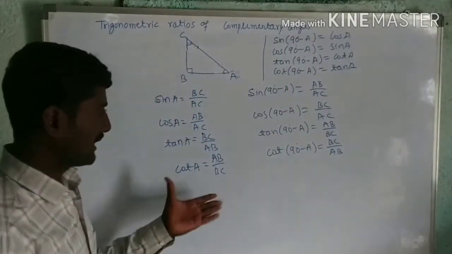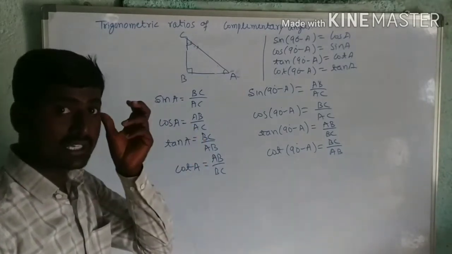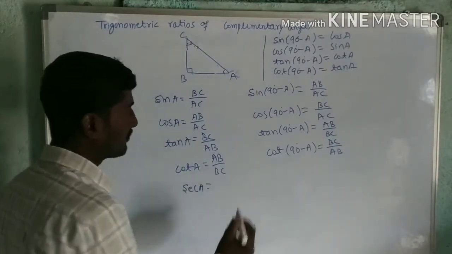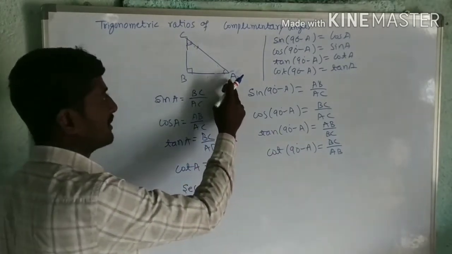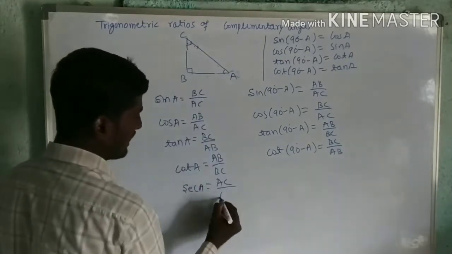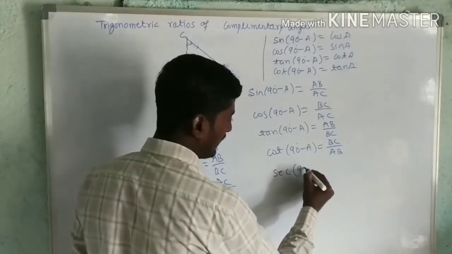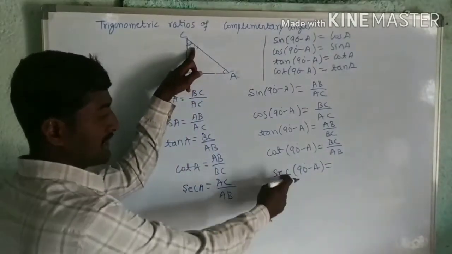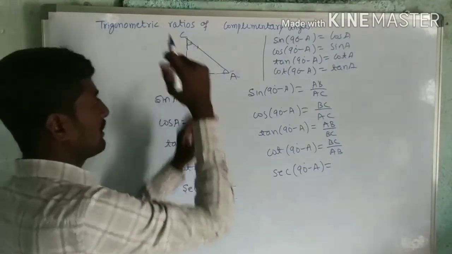Okay. Now these four trigonometric functions are completed. Remaining two are there: sec and cosec. Now we'll define sec. Sec A is equal to, for the angle A, hypotenuse by adjacent. For the angle A, hypotenuse is AC divided by adjacent AB. Then for the same function, sec of 90 degrees minus A. 90 minus A is here. Sec means hypotenuse by adjacent, so that is AC divided by BC.